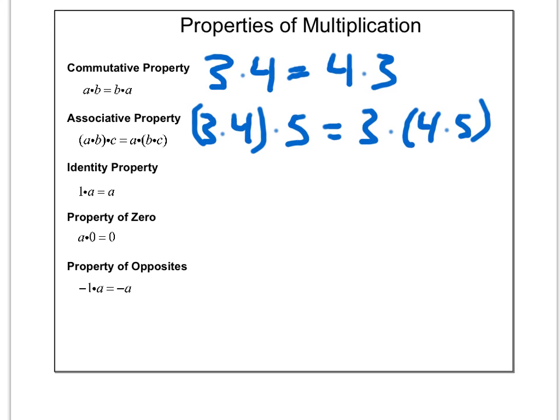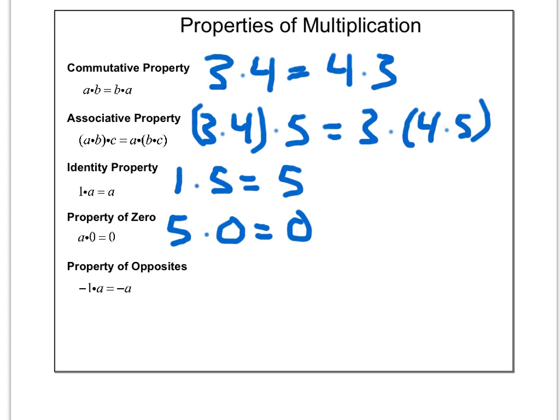Identity property says if I take 1 times any number, I should get the same number. So 1 times 5 is 5. 1 times 2 is 2, so on. Property of 0 says that if I take any number and multiply by 0, I always get 0. So 5 times 0 is 0. 20 times 0 is 0. Negative 3 times 0 is 0. It doesn't matter. Then the property of opposites.